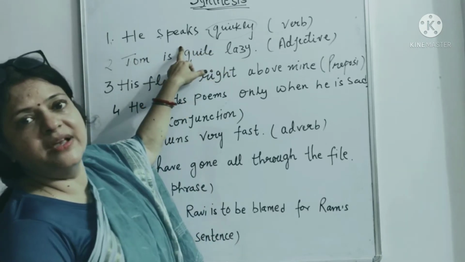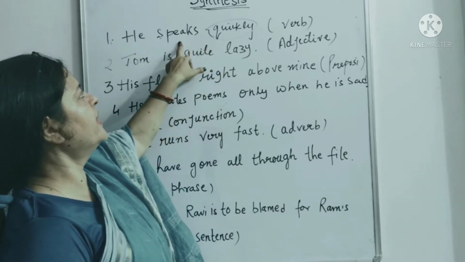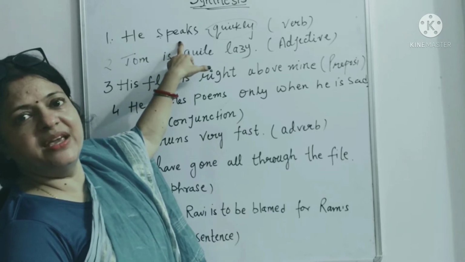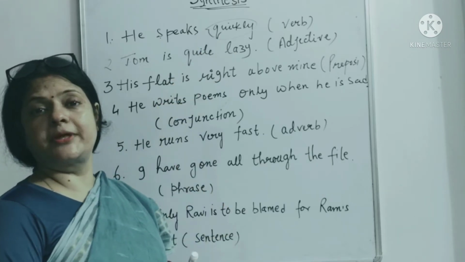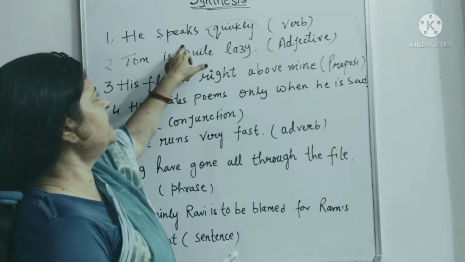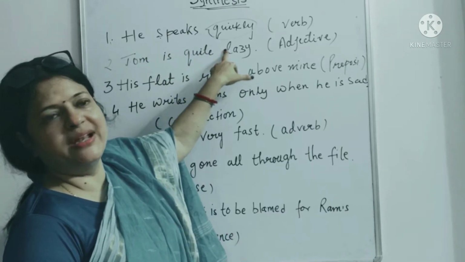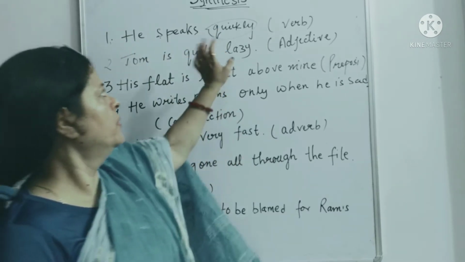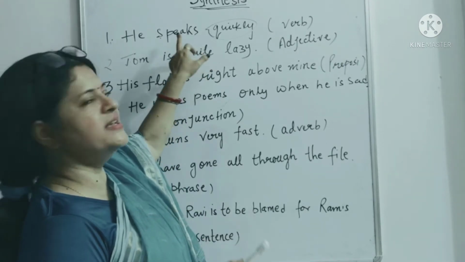So he speaks quickly. Speaks is the verb, and quickly is the adverb which is modifying this verb speak. If we say in Hindi, he speaks, वो बोलता है, कैसे बोलता है? Quickly, फुर्ती से, तेजी से बोलता है. So we could also write he speaks fast, he speaks loudly. I have written quickly here. So this is an adverb which modifies this verb speak. So we have seen that an adverb modifies a verb.